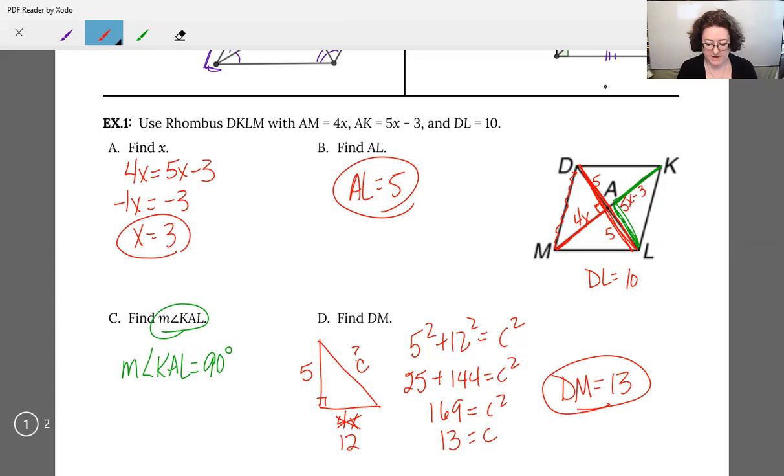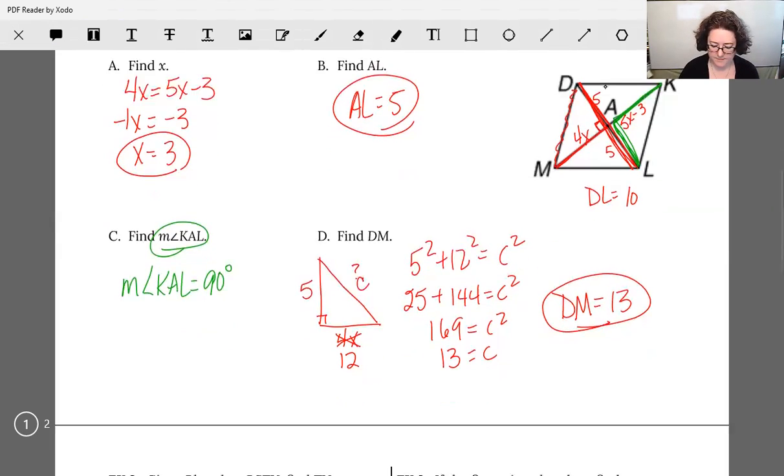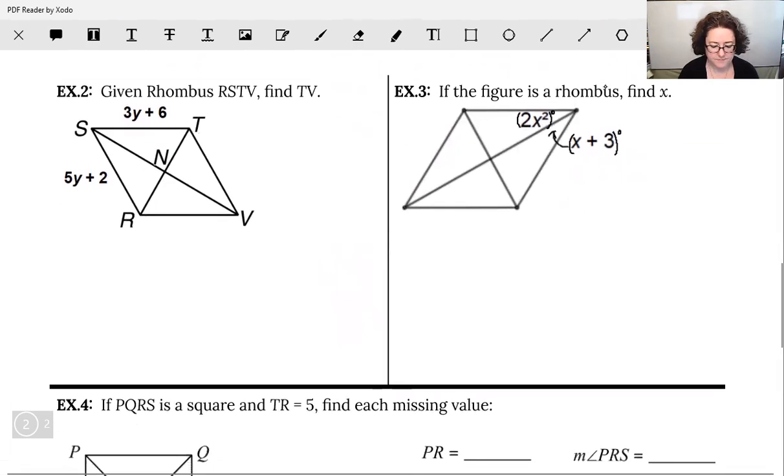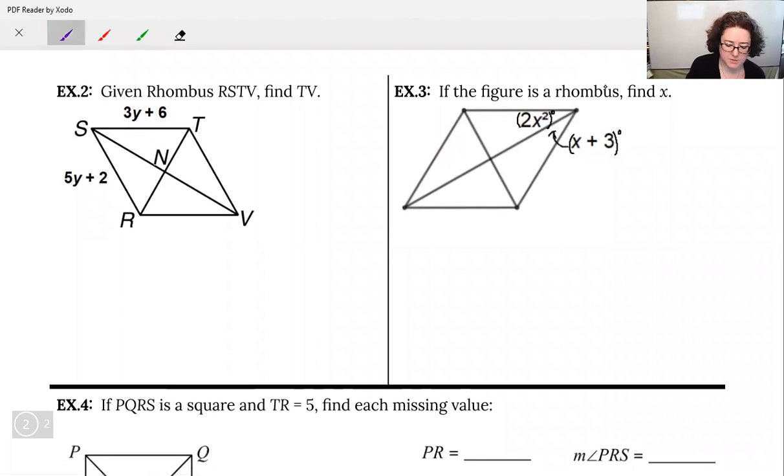All right, let's look at the next rhombus problem. We've only got 2 more. Here we go. So let me save so I can scroll. So next problem, let me bump up the size a bit. So next problem, example 2.